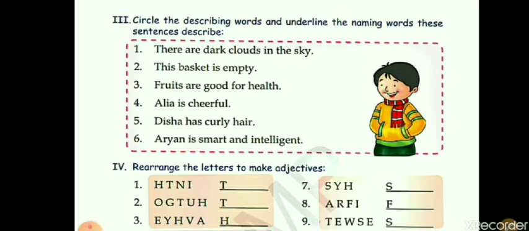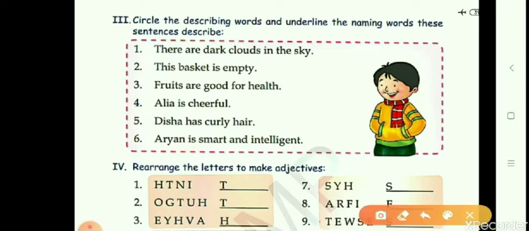So let's see the first sentence, and it is: there are dark clouds in the sky. Now children, here the describing word is dark and the noun is clouds. The clouds are dark. So the word dark is describing the noun clouds. How are the clouds? The clouds are dark. Then coming to the second part.